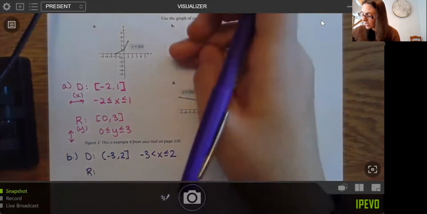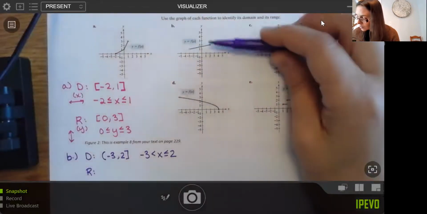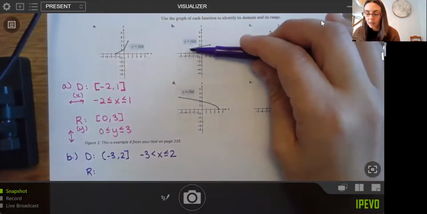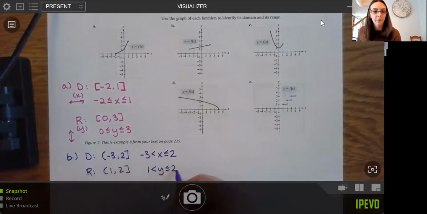For our range, I'm just looking in a down to up direction. So my graph goes as low as 1 and as high as 2. But again, this point is not included. So I go from 1 to 2. Or 1 to 2.